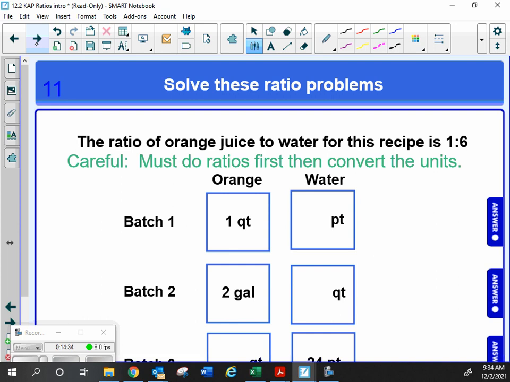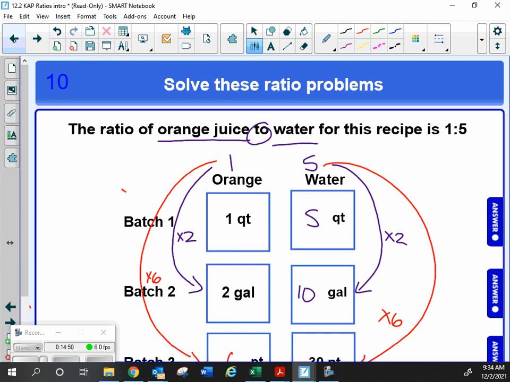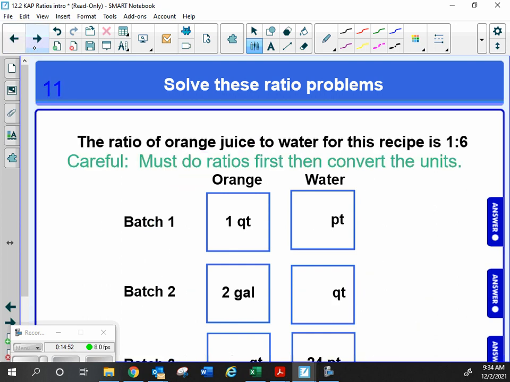Okay. So let's look at this because I think this gets spicy. The ratio of orange juice to water for this recipe is 1 to 6. Great. Careful. You must do ratios first and then convert units. Because what are they doing here? What did they do? Are those the same units? No, these were the same units. Then they made it a spicy meatball. Okay, so first, let's do it like quarts to quarts.